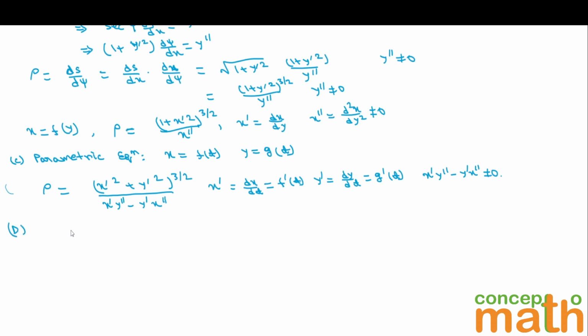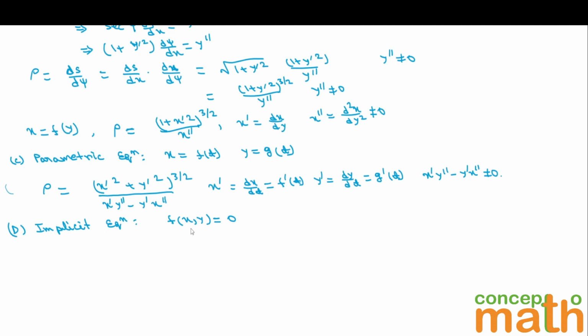Now suppose the equation is in implicit form. That means implicit equation, where the equation of the curve is expressed in this form: function of x, y is equal to 0, where neither x nor y can be written as a dependent variable to the other.